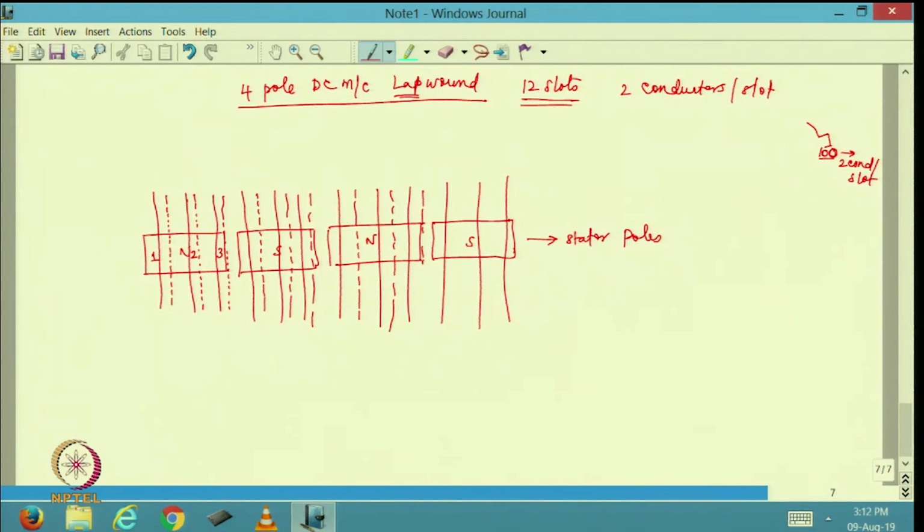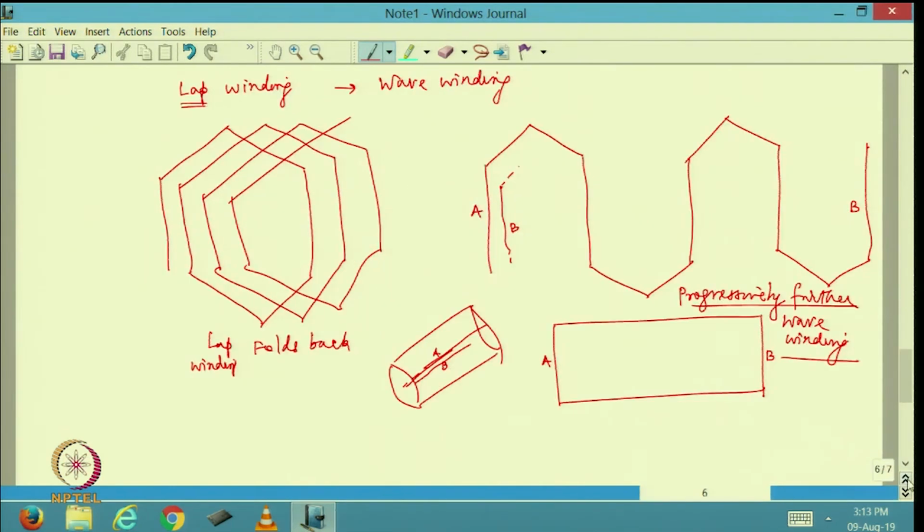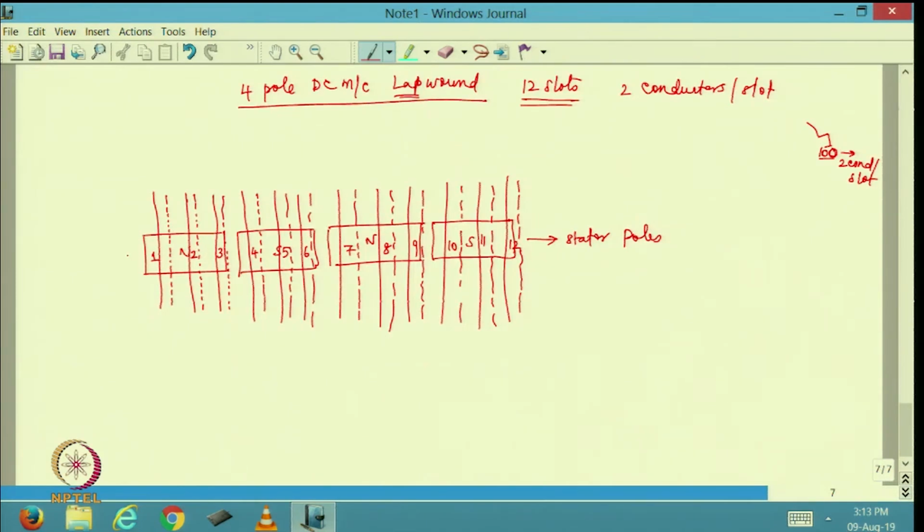Okay. So let me number them also correctly. This is 4, this is 5, this is 6, this is 7, this is 8, this is 9, and I am going to have 10 here, 11 here, and 12 here. So please understand, previously whatever I had shown that this cylinder is cut and then spread out. The same A and B let me show here. So this is the A portion and this is the B portion. So it is essentially cut out and spread out cylinder.